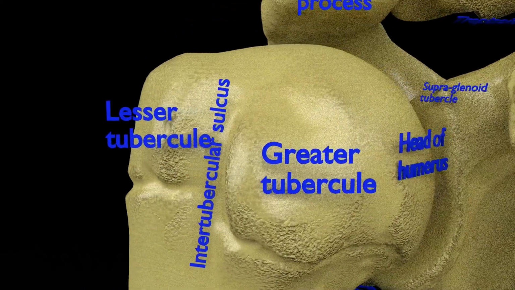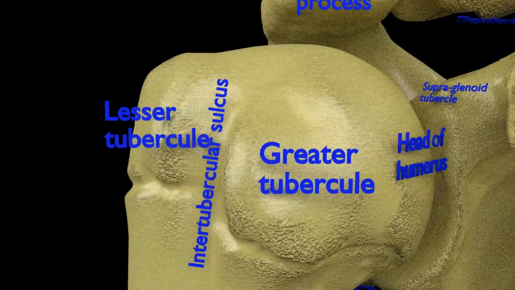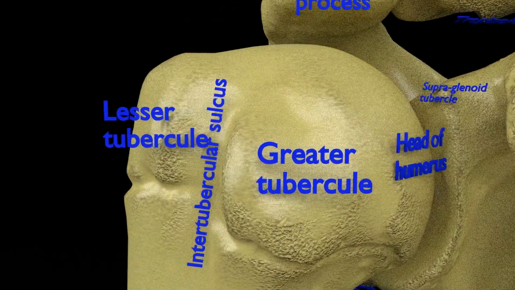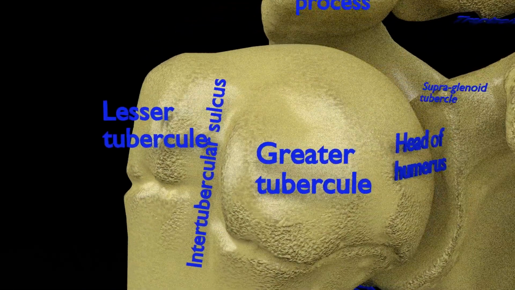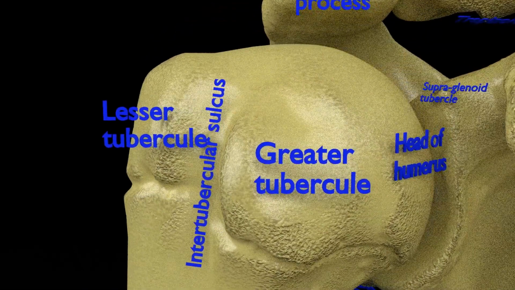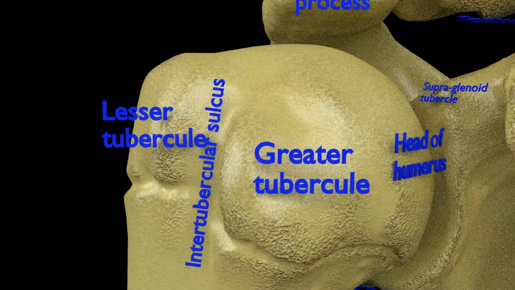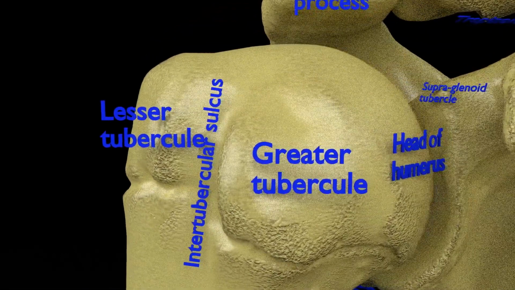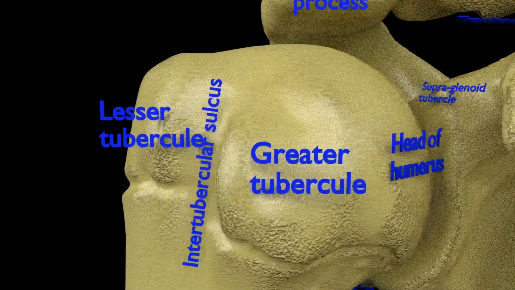The upper end of the humerus is seen with the following parts, that is, the head, greater tubercle, lesser tubercle, and the intertubercular sulcus. The greater tubercle provides insertion to supraspinatus, infraspinatus, and the teres minor muscle. You can remember these muscles by a simple mnemonic SIT, S-I-T. S for supraspinatus, I for infraspinatus, T for teres minor.